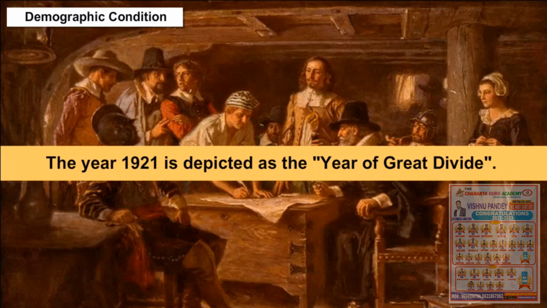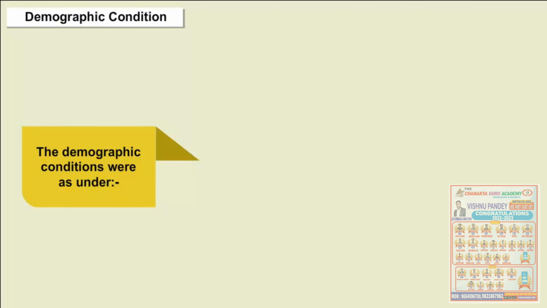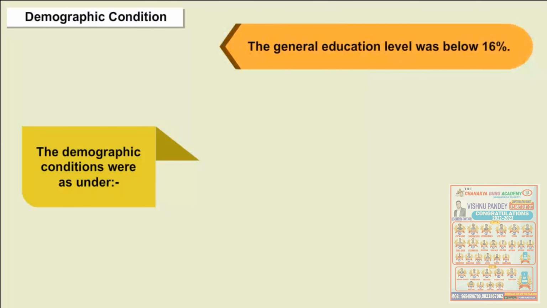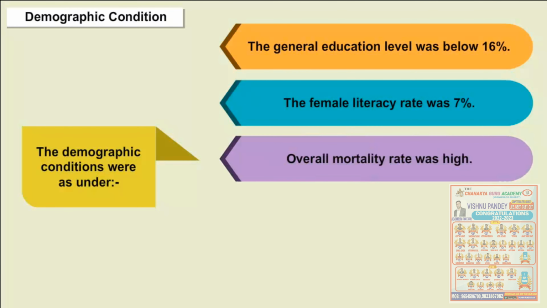The year 1921 is depicted as the year of the Great Divide. After 1921, the population of India increased constantly and quickly. The demographic conditions were as under. The general literacy level was below 16%. The female literacy rate was 7%.